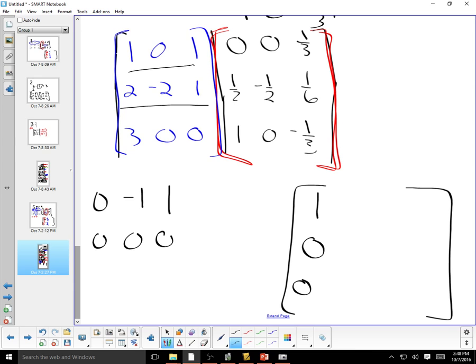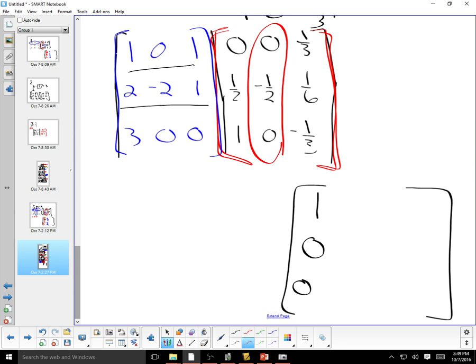Okay. Let's go over to the second column now. So now I need to get the second column of values. What's 1 times 0? 0. 0 times 1/2? 1 times 0? Add them up? So I get a 0 here.